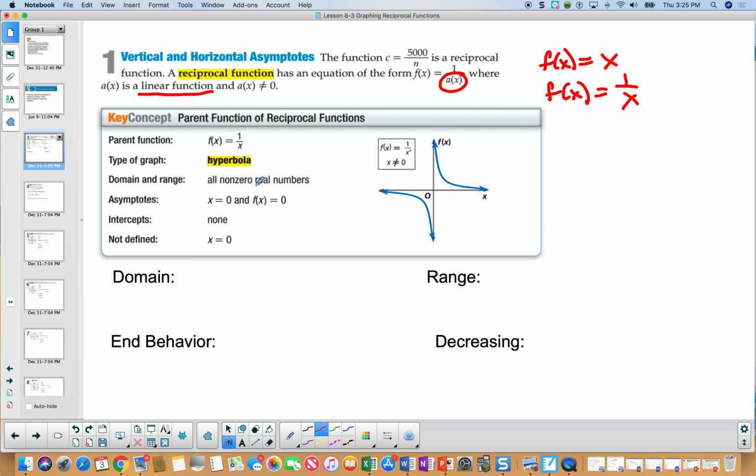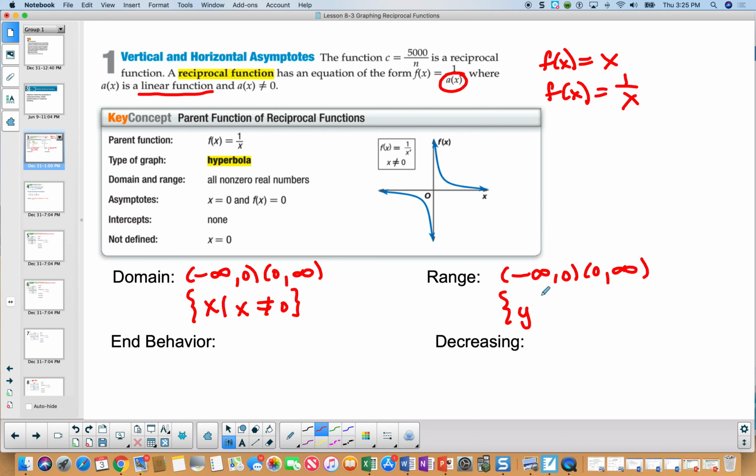Notice the domain is all non-zero real numbers. In other words, x can't be 0, nor can y be 0. Here's another way to write it: negative infinity to 0, and 0 to infinity. For those of you who like set builder notation, x such that x cannot equal 0. In other words, all else can happen except for that. As far as the range is concerned, again, all non-zero real numbers, or we can write it this way. And in set builder notation, it would look like this: y such that y cannot equal 0.